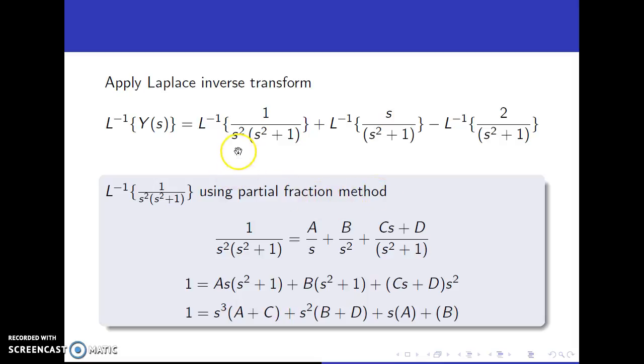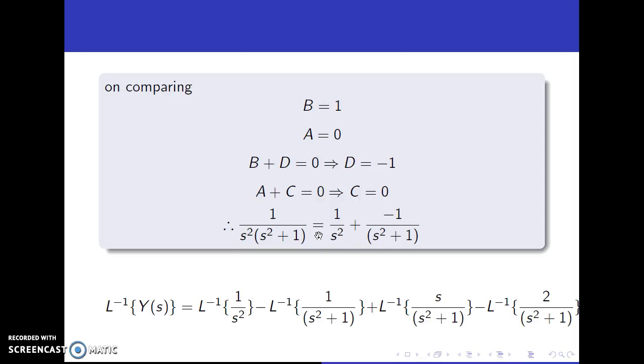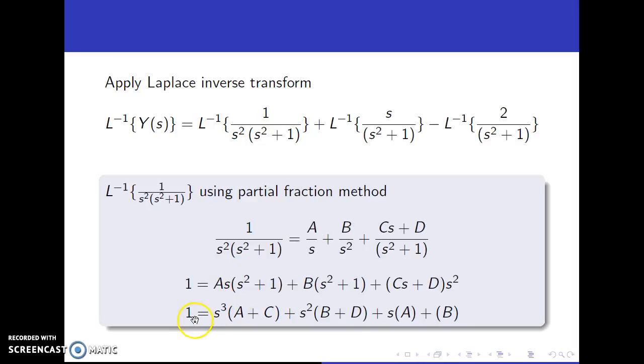Okay, so we have the two factors, that is s square and s square plus 1. This is linear and repeated, and this is quadratic and non-repeated. So the same can be written as A upon s plus B upon s square plus Cs plus D upon s square plus 1. Now our aim is to find the values of A, B, C and D. Right? Now taking the LCM, we came across that 1 is equal to s cube of (A plus C) plus s square of (B plus D), s of A and B.